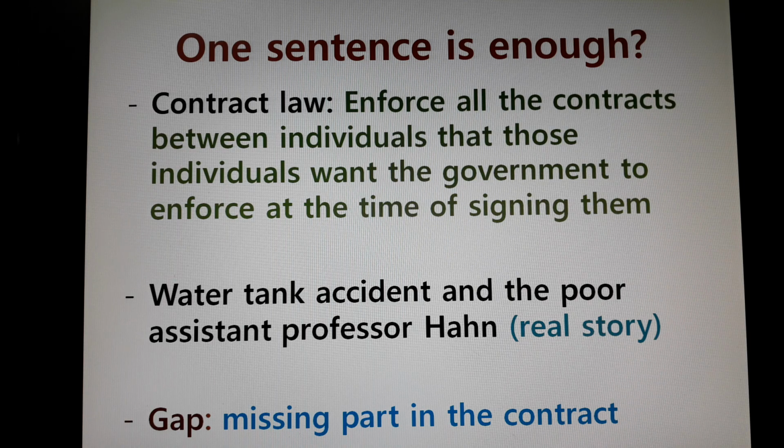And what is contract law about? Filling the gap. Okay, we are going to do that later in this lecture about contract law. We'll continue.